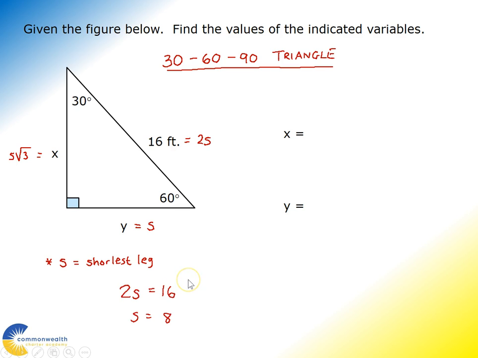So knowing that 16 is 2 times y, I can say that s is 8, which means y is 8 feet, and which means that x, which should be s times the square root of 3, is 8 times the square root of 3 feet. And that's all I really need to do for this one.